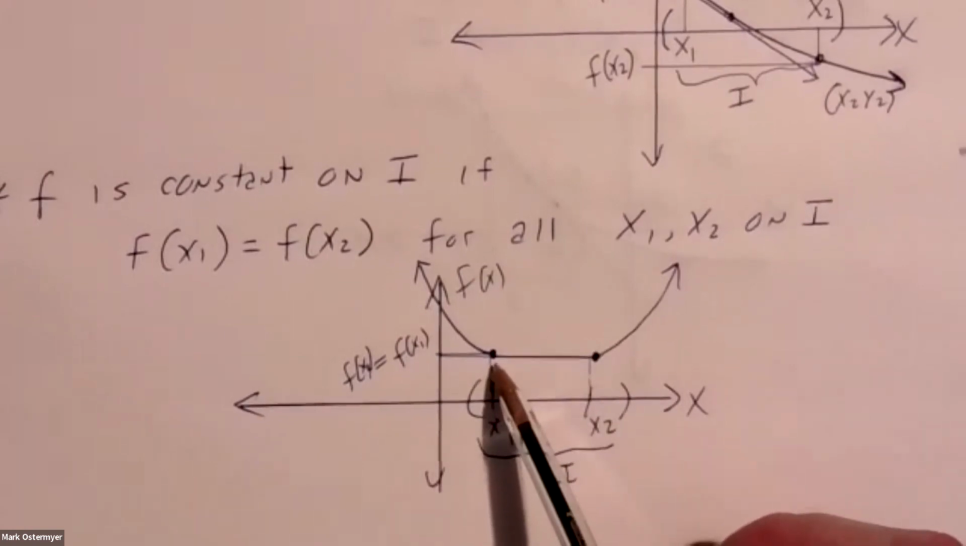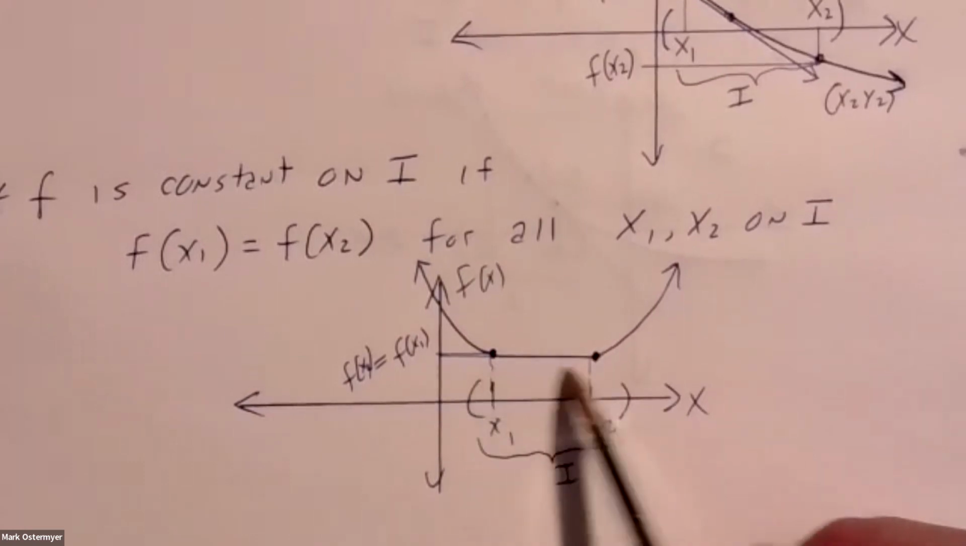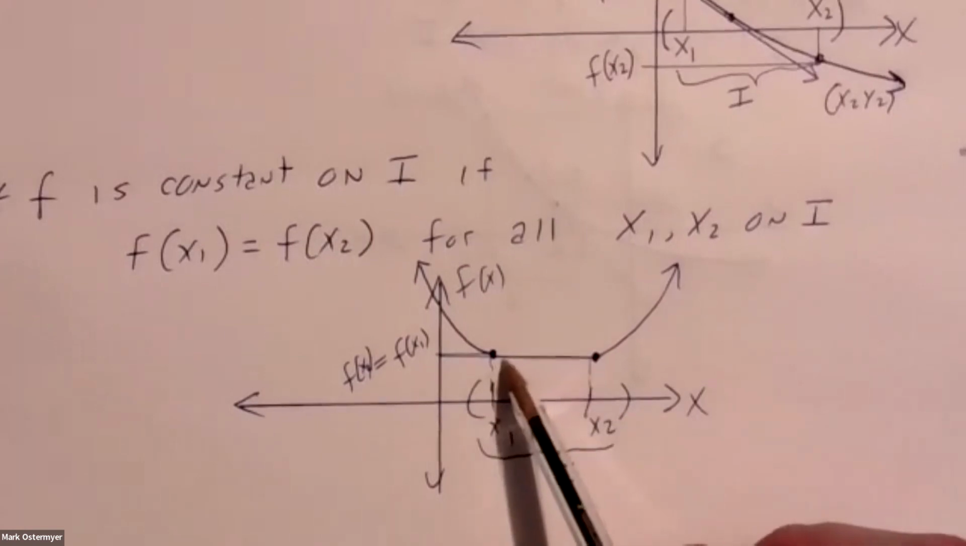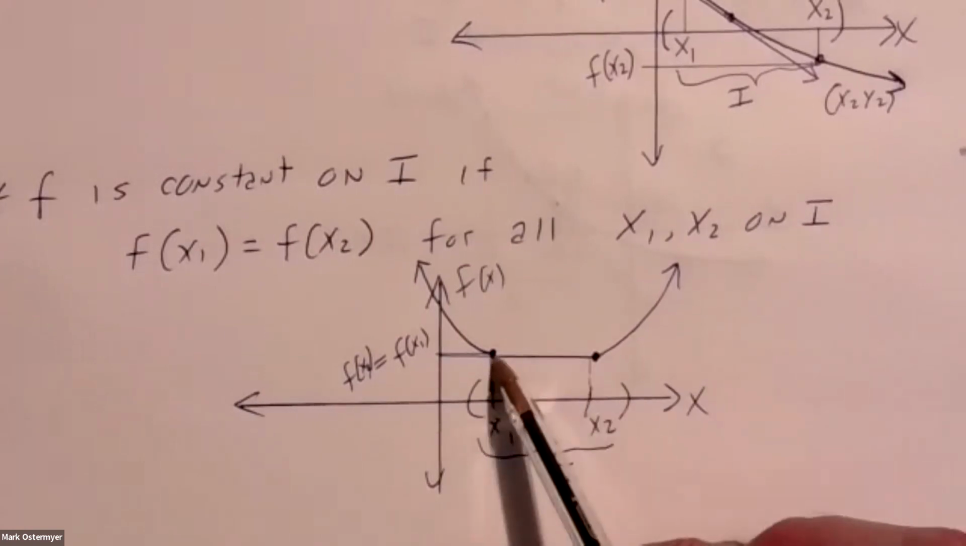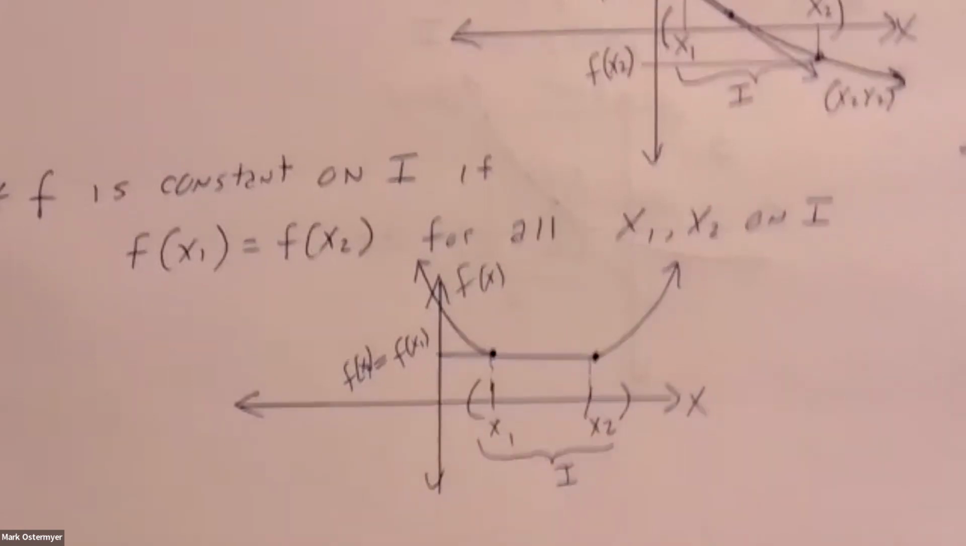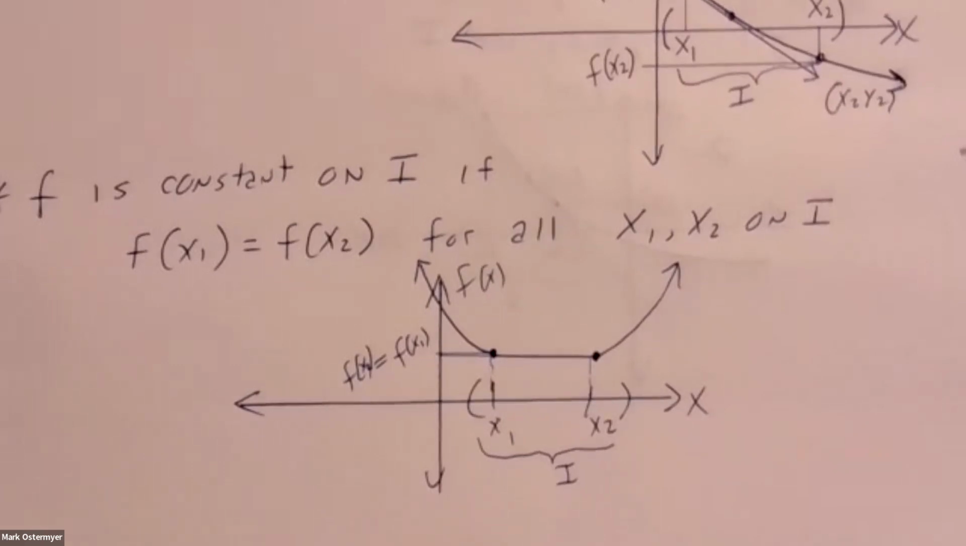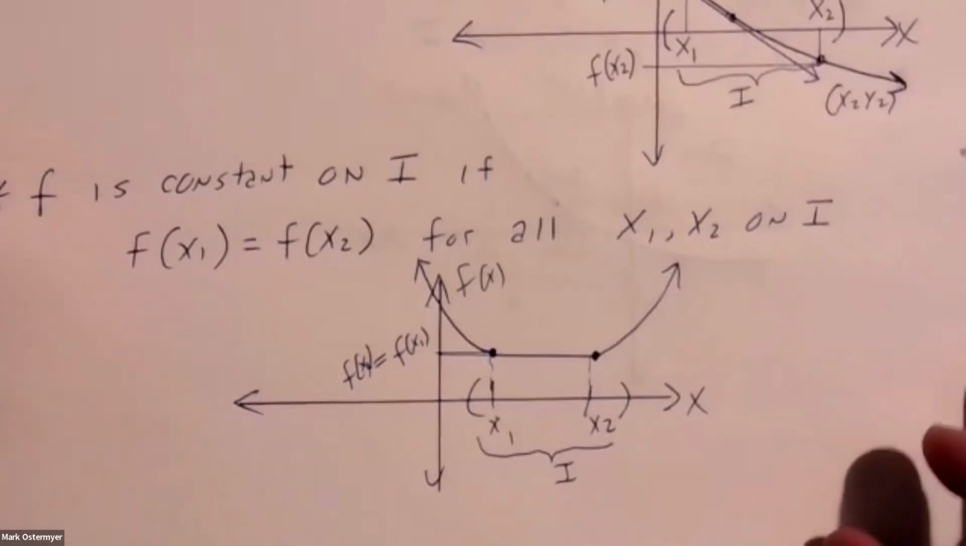In other words, wherever the graph of your function goes horizontal, that's where it remains constant on that interval. Okay, so this is the constant nature of this graph here on the subinterval. Any questions about that? What it means to be constant? Well, we looked at what it means for a function to be increasing or decreasing or constant on an interval.